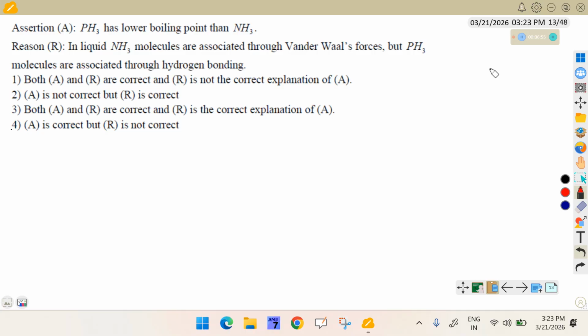Assertion: PH3 has a lower boiling point than NH3. Correct. Reason: in NH3, molecules are associated through van der Waals forces. No, wrong. NH3 molecules are associated through hydrogen bonding forces. Assertion is true, but reason is incorrect.